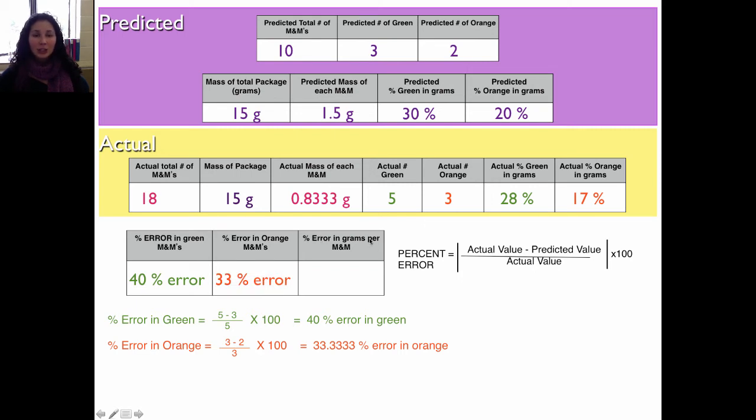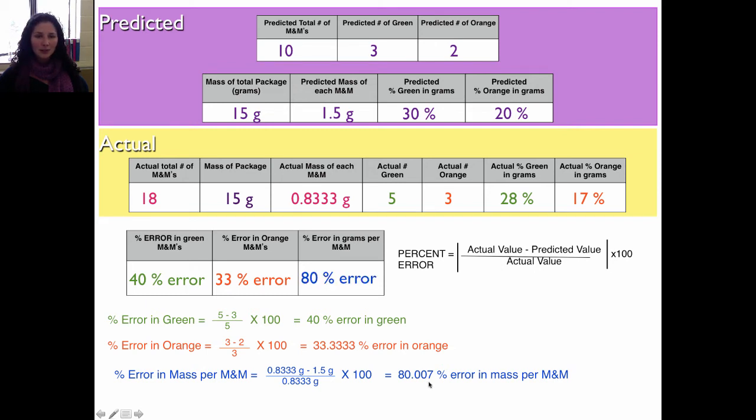And for error in the grams per M&M, now I'm being pretty specific, so I want to compare the mass per M&M that I predicted to the mass per M&M that I actually got. And here's the math that I would use to calculate that. So I get approximately 80% error in the mass per M&M. Okay, so this is how we do percents. All of these percents are a part divided by a whole times 100%. Percent is always defined per 100 units, or 100%. So always multiply by 100 if you're looking for a percent.